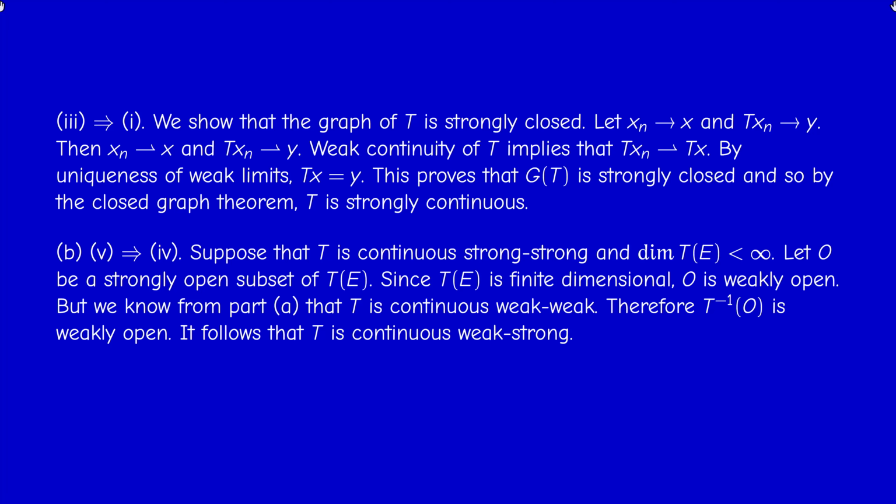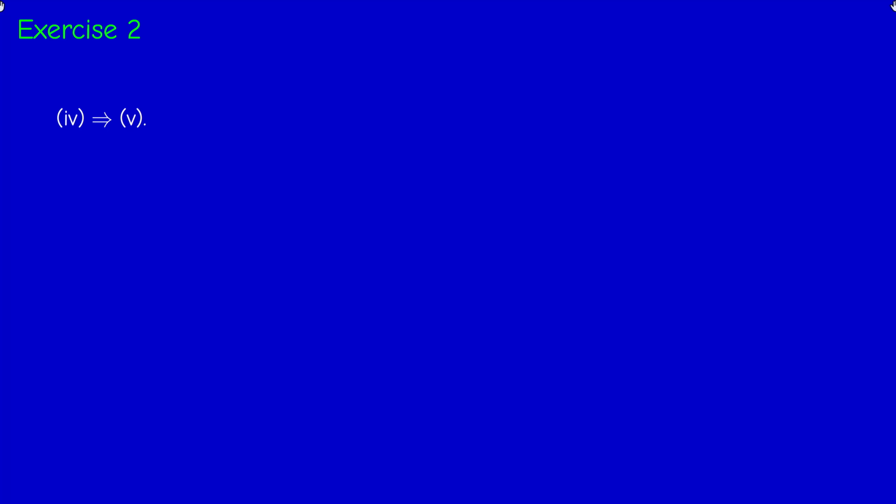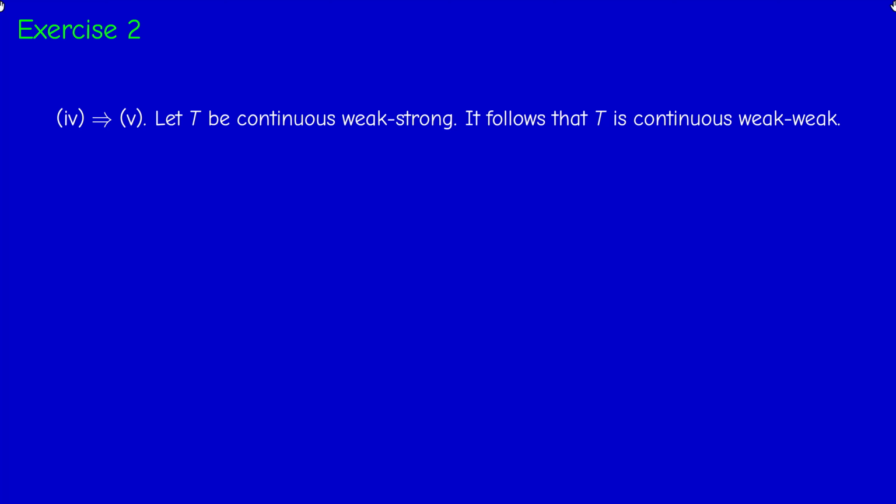This is easy. Now, 4 implies 5, a little bit less trivial. So we assume that T is continuous weak strong, and we prove that it's continuous strong, and the range of T is finite dimensional. Now, if T is continuous weak strong, then it's continuous weak. And this is true even if T is not linear, because if it's continuous weak strong, it means that the inverse image of a strongly open set is a weakly open set. So in particular, the inverse image of a weakly open set is a weakly open set because the weak topology is contained in the strong topology. Okay, so this is true even if T is not linear.